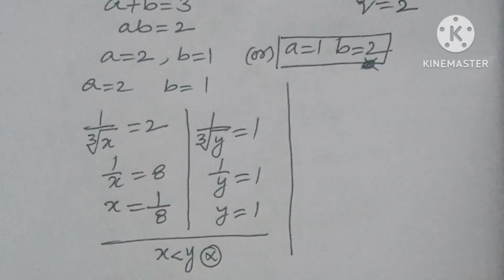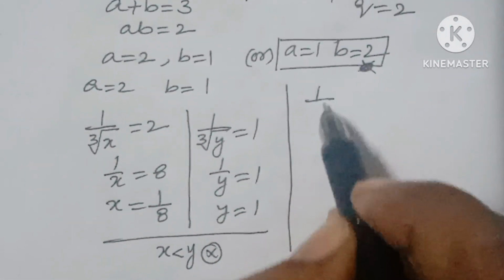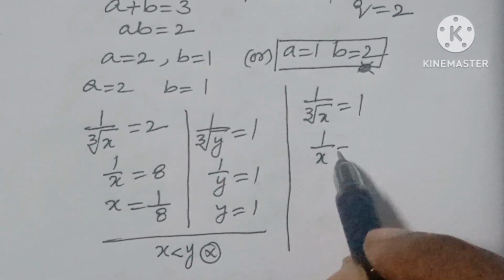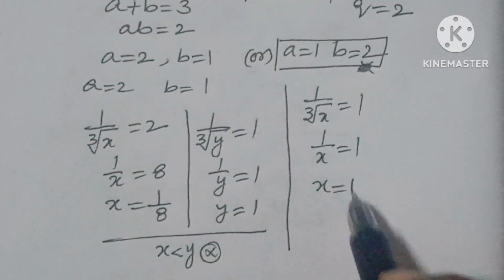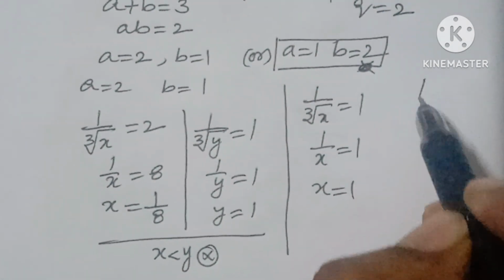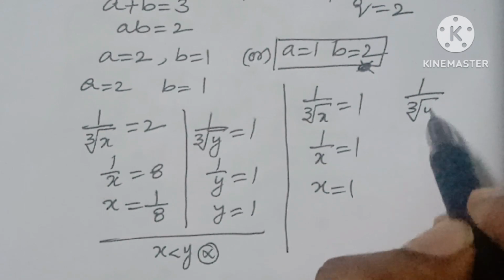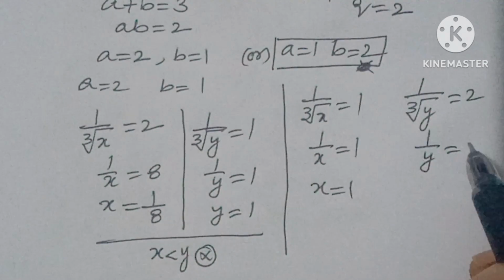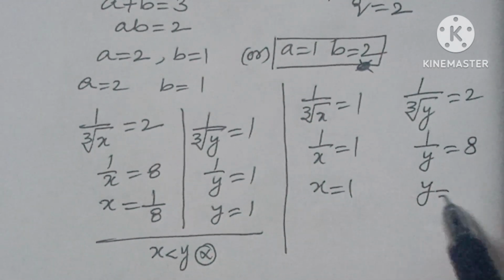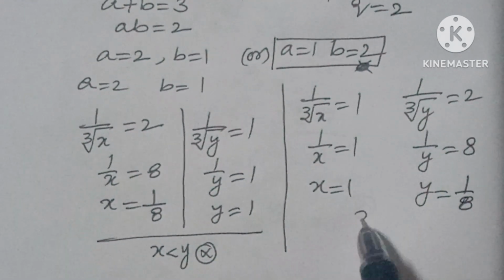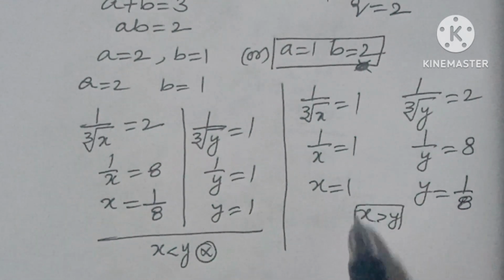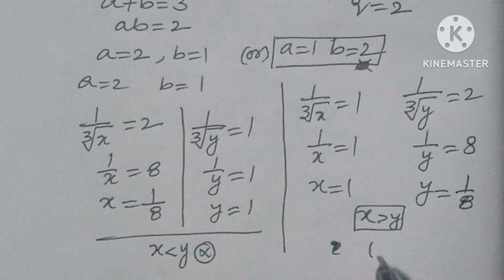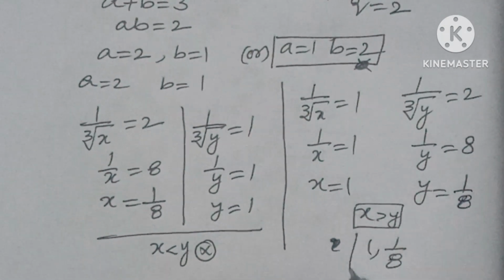In the second case, 1/∛x = 1, so 1/x = 1 and x = 1. And 1/∛y = 2, so 1/y = 8 and y = 1/8. Given x is greater than y, you will get the solution (1, 1/8).